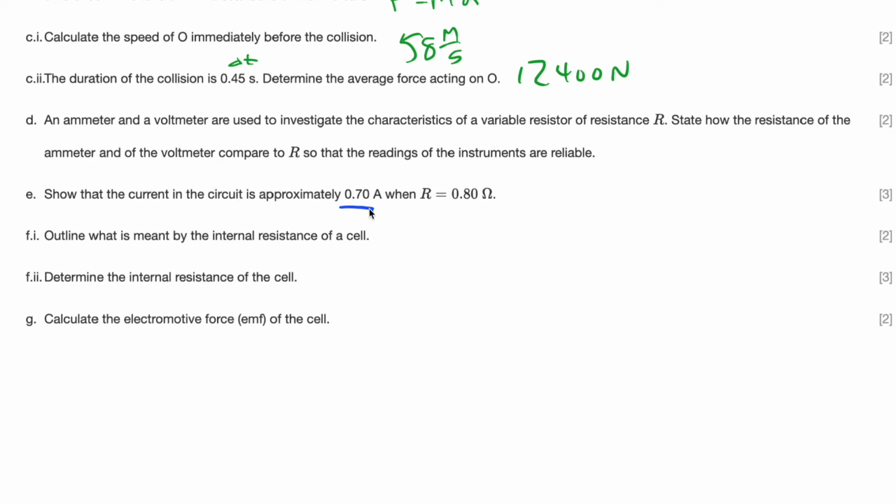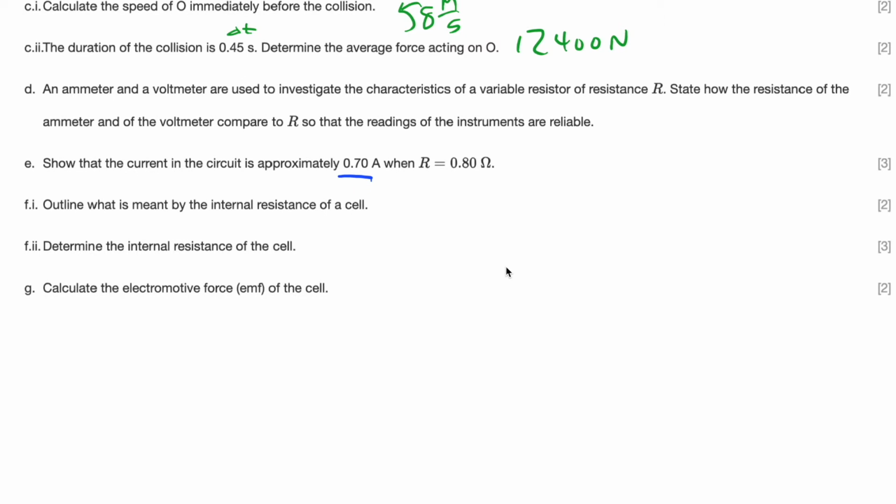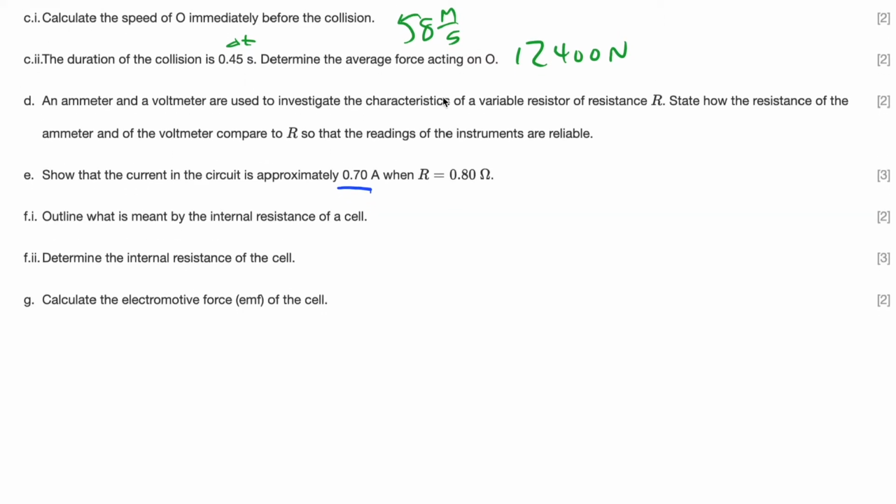Show that the current in the circuit is approximately 0.7 ampere when resistance is equal to 0.8 ohms. So there's a graph that shows you the power. So you know the power and you know the resistance. How do we find current? So power is equal to voltage times current, which is equal to current times resistance times current. So it's going to be equal to current squared times resistance. So current is going to be equal to the square root of power over resistance.